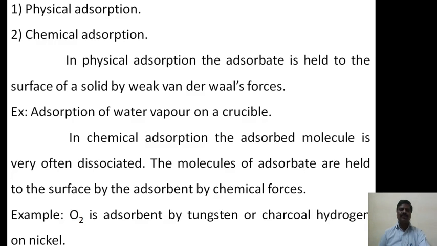In physical adsorption, weak van der Waals forces hold the adsorbate and adsorbent molecules, whereas in chemical adsorption, they are held together by chemical forces or chemical bonds. Examples of chemical adsorption are oxygen adsorbed by tungsten or charcoal, and hydrogen on nickel.